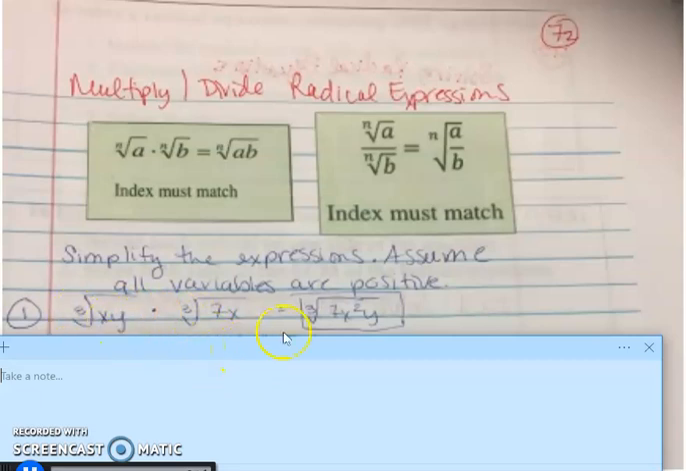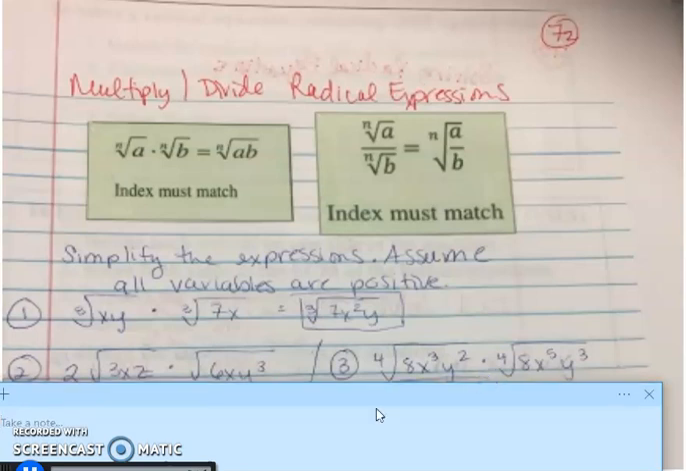So for this one, you can make it into one big cube root. You can multiply 7x times xy and get 7x squared y for your radicand. So that becomes our answer, and you're done. The reason you're done is because you can't take the cube root of 7 or x squared or y, so you can't simplify this any further.